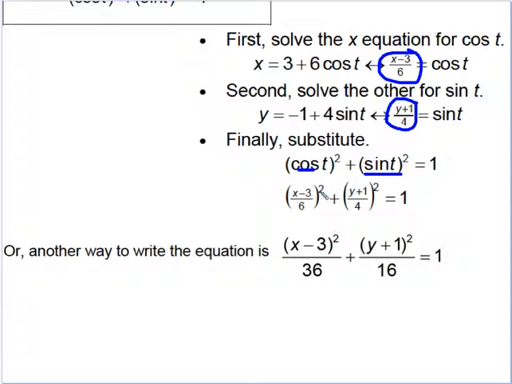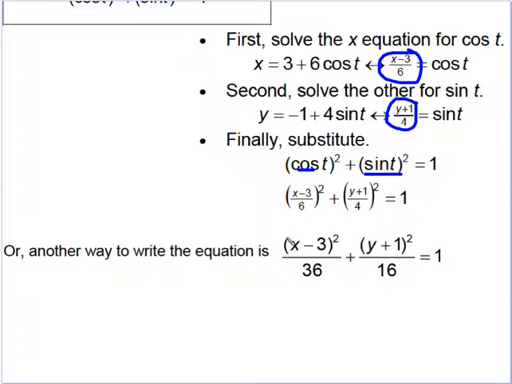And then if you have a fraction, you always want to go ahead and separate the numerator and denominator by squaring the denominator, okay? So here, notice your numerator stays the same, just x minus 3 squared, but then the 6 here becomes 36, and the 4 here becomes 16, okay? So 6 squared is 36, and 4 squared is 16.